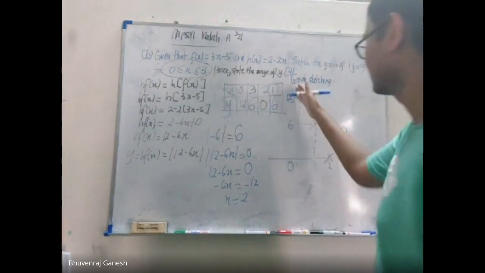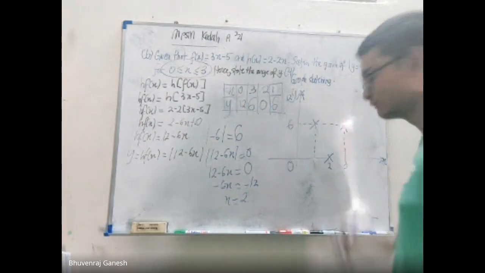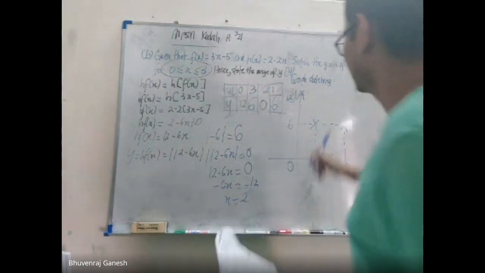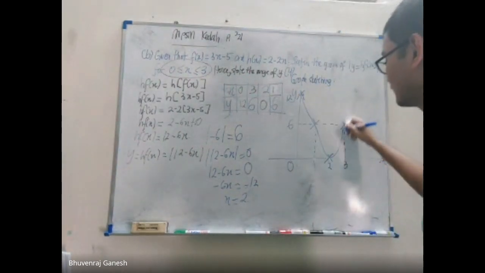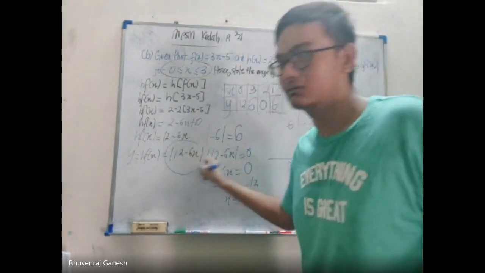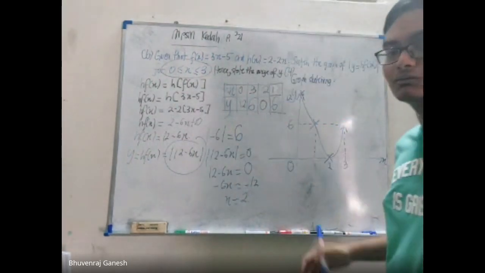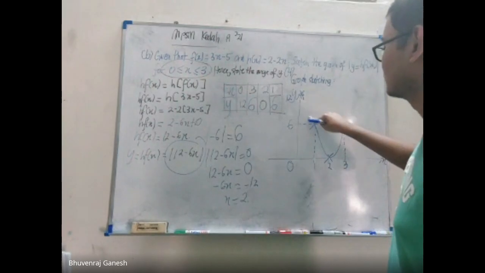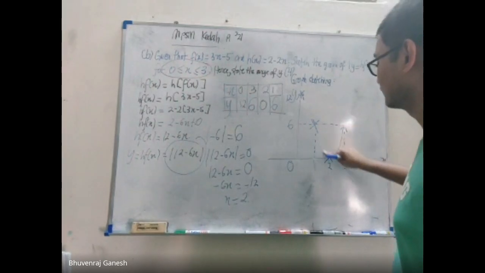So you can see a shape coming out from here. Make sure you don't draw a curve to join all these points. It's not a curve graph, because the equation is linear. If you draw a curve, you're going to lose 1 mark for the shape. So make sure you use a ruler to connect these dots, not freehand.